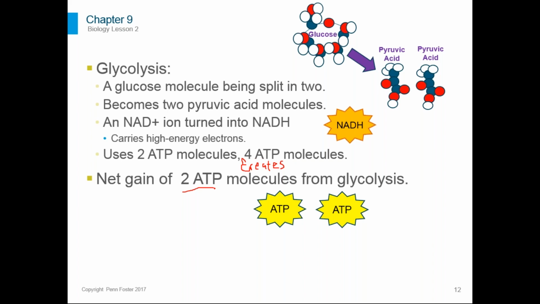And if you'll remember, ATP is a molecule that's really great at holding energy to take it around the cell. So you're going to see that we focus a lot on how many ATP molecules are produced when and where.